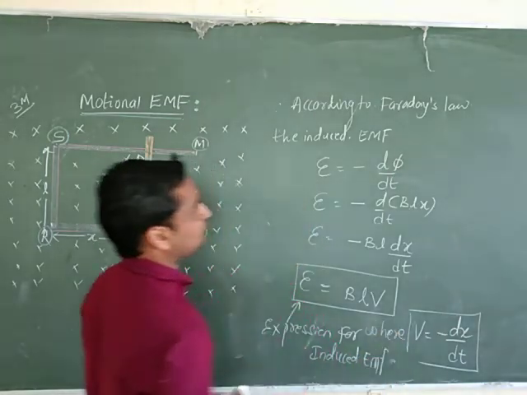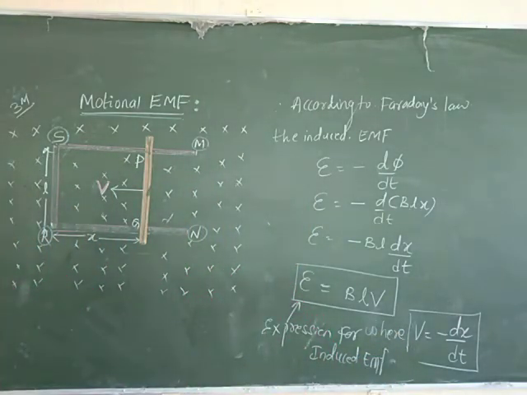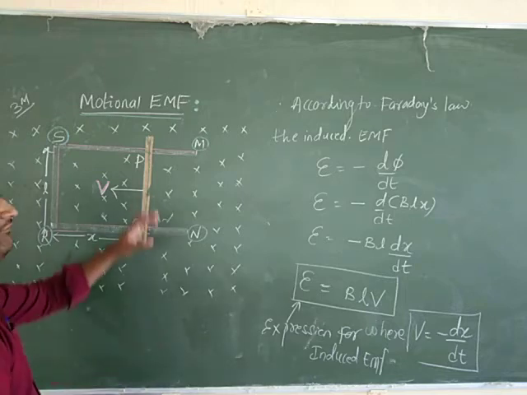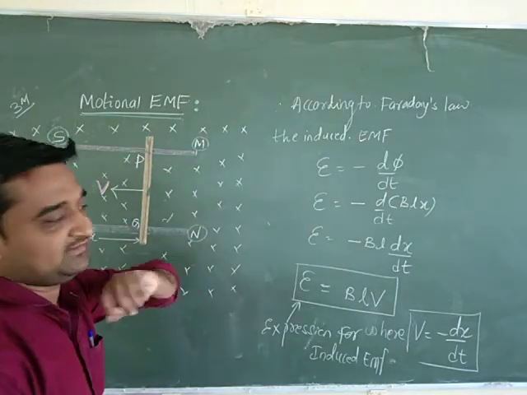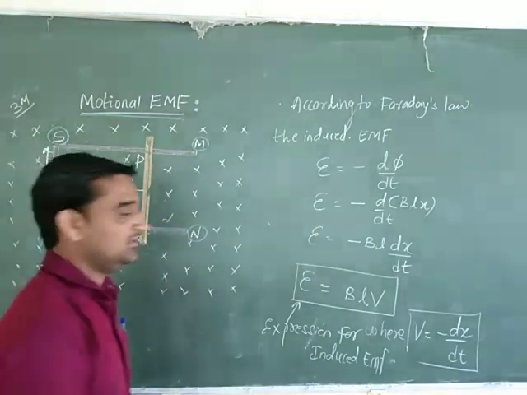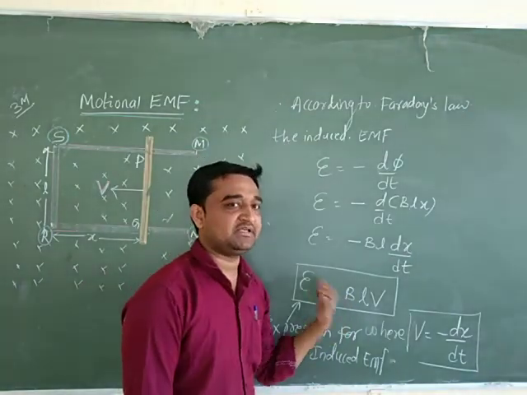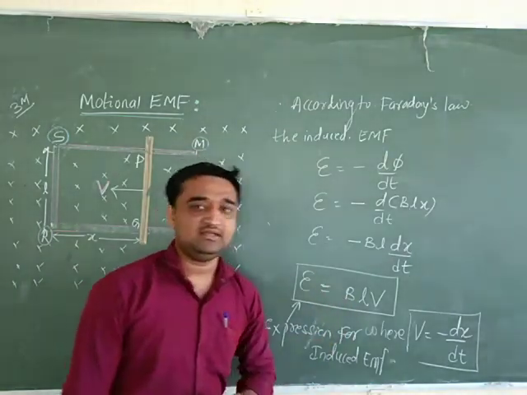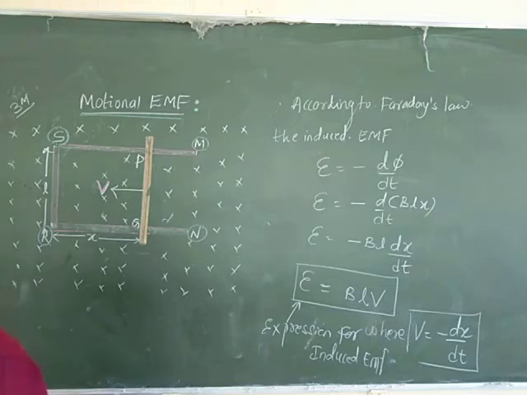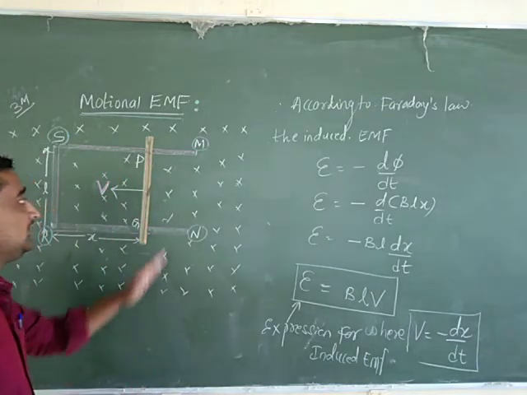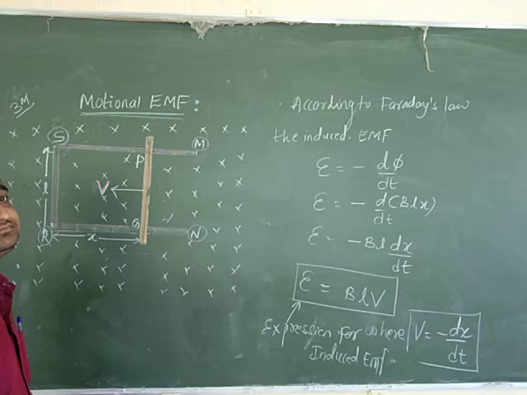So what is the motional EMF? The EMF induced across the ends of a conductor when it moves in a magnetic field. How do we calculate that induced EMF? That is E is equal to BLV. This is the expression for the induced EMF, and it is called the motional EMF because by moving the conductor, we are obtaining the induced EMF here.